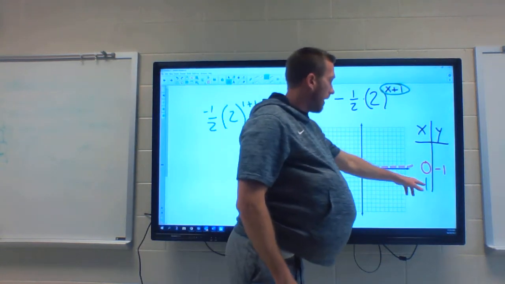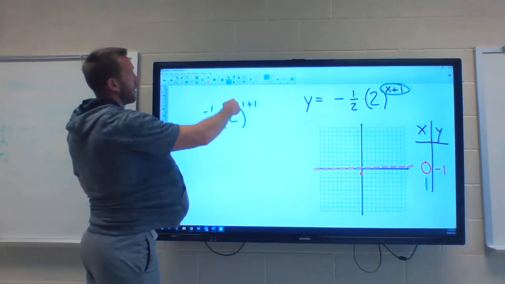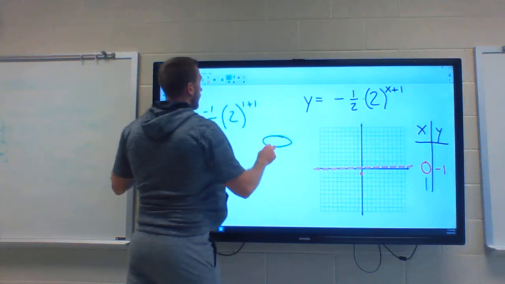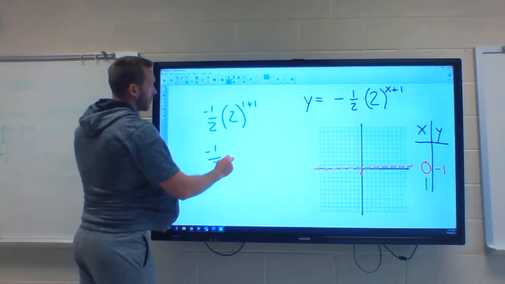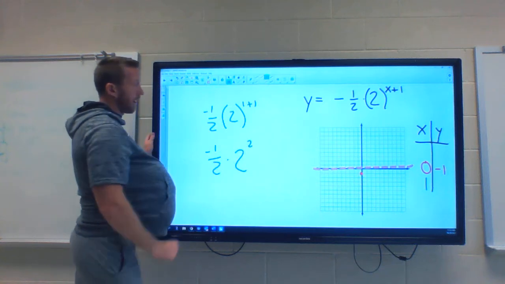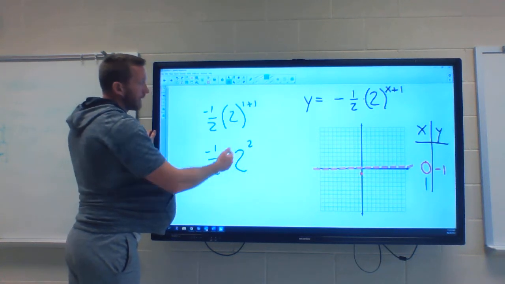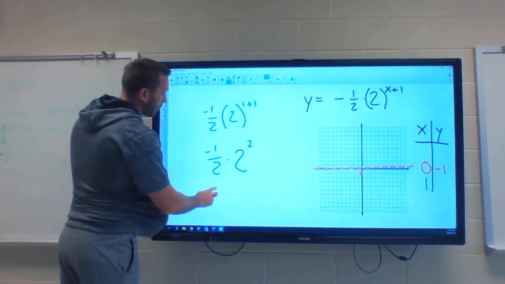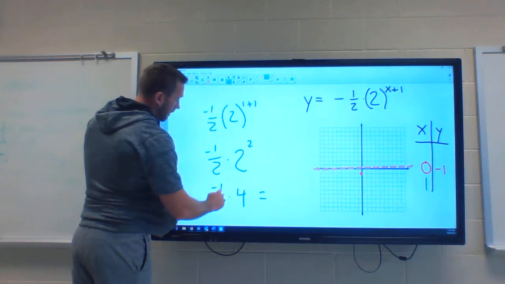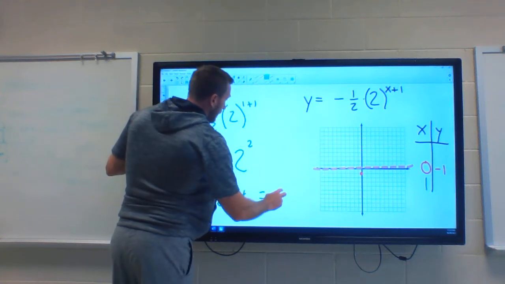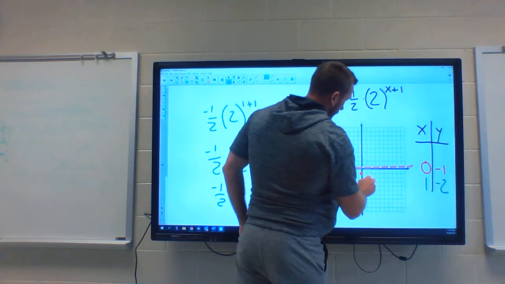If I have x is 1, and I substitute that in there, I get 1 plus 1 for my exponent. And the reason that's a simple exponent is because we should know how to take 2 and square it, right? That's what's happening. 1 plus 1 is 2, so we're taking 2 and raising it to a power of 2. Very doable. So we have negative 1/2 times 2 squared is 4. Negative 1/2 times 4 is negative 2. So I've got the point 1 comma negative 2.